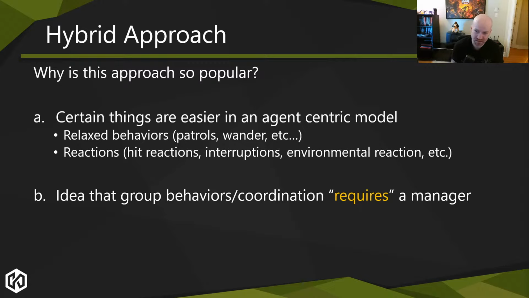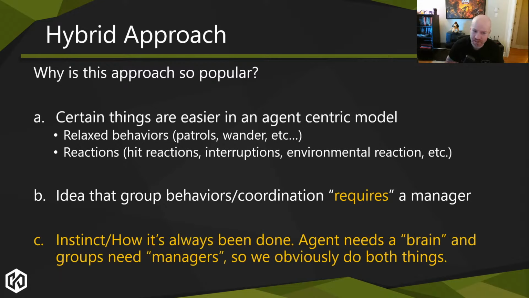I think this is one that's a little bit stronger, but it doesn't necessarily say why we did a hybrid. And my gut feeling is that it's like an instinct or how it's always been done, right? Because naively people will be like, well, it's an agent, so they need a brain. So I'll add a brain, and then that brain will need a decision, behavior tree or whatever. So I'll start doing a planner or a behavior tree system for the agent, and it's going to be cool.